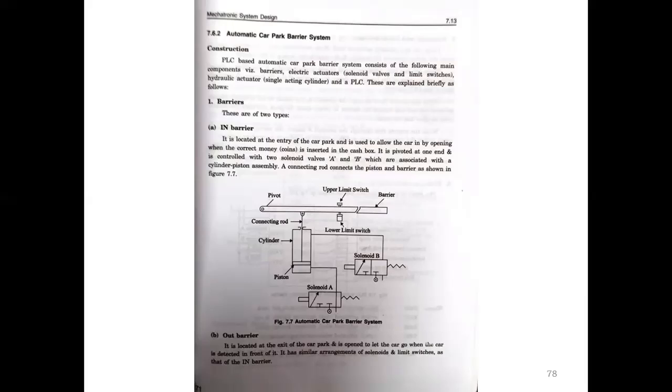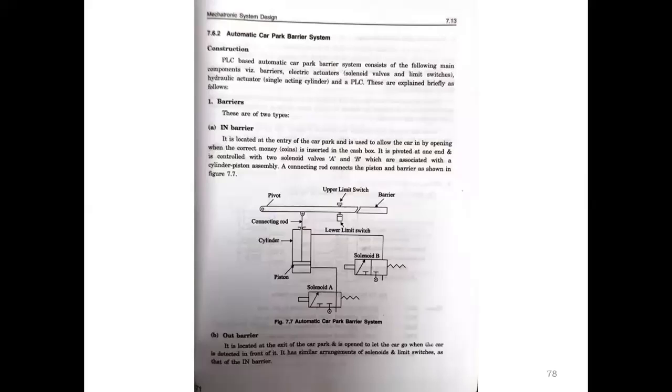In a car parking system, if we have 8 lanes, all the lanes will be connected to a common PLC controller. That means all the actuators, that is the motors, are connected with a common PLC. That concept we are going to discuss in this chapter. So this is the PLC based automatic car park barrier system.